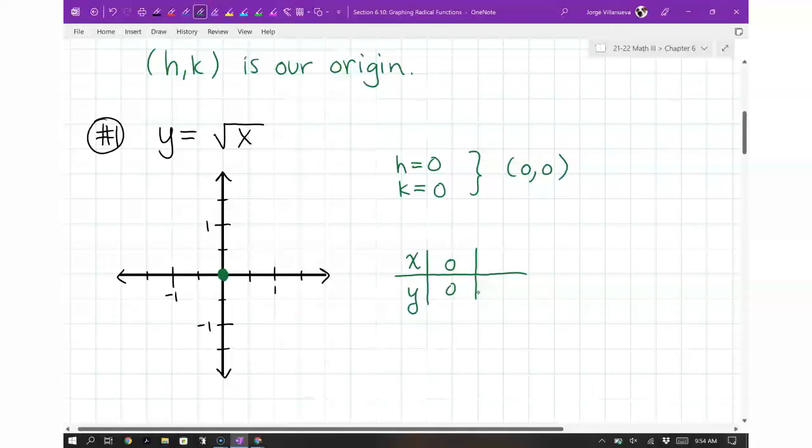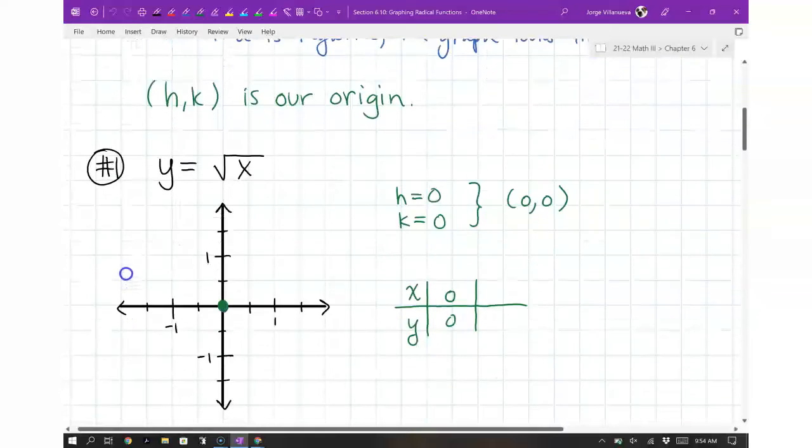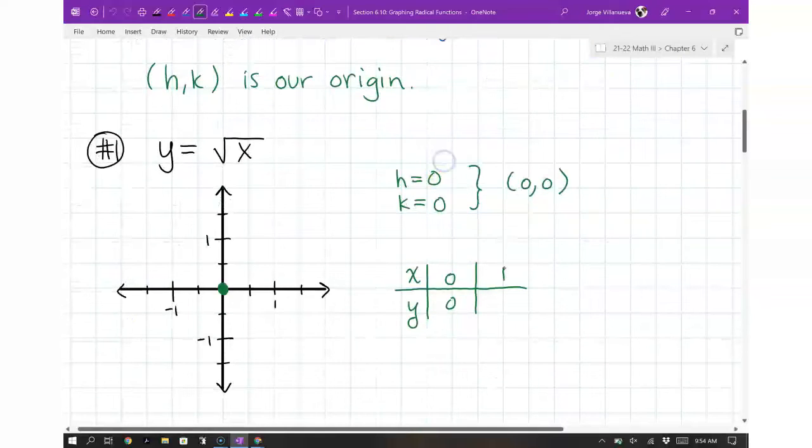So I already got 0, 0. Notice this thing, if you look at the graphs that I showed you, those little tiny ones, you see how they always go to the right side? Right? It's either going to look like this to the right or going down but to the right. Okay? So I just got to pick a number to the right. So why don't I try x equal to 1?